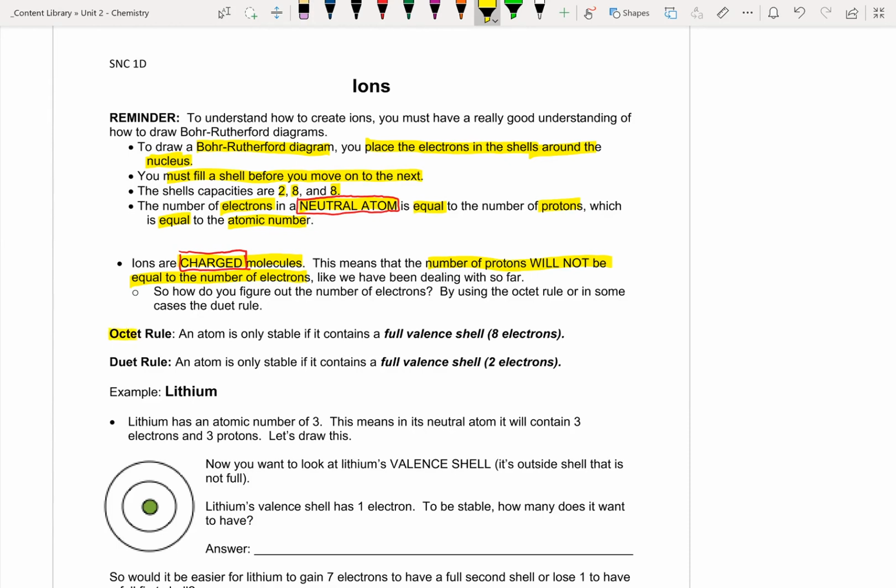So remember, our octet rule is that an atom is only stable if it has a full valence shell of 8 electrons, and our duet rule states that an atom is only stable if it contains a full valence shell of 2 electrons. So depending on what element we're dealing with, we may have to follow the octet rule, or we may have to follow the duet rule.